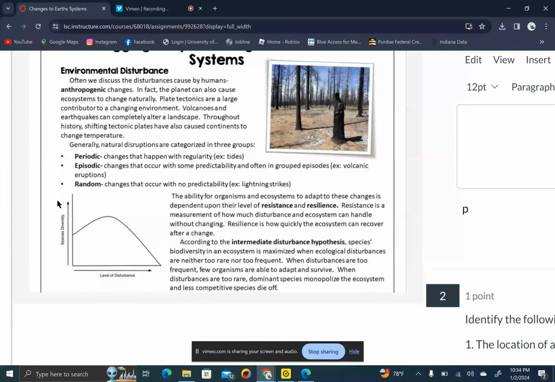And we see that on the graph over here. On the y-axis, we have species diversity, and on the x-axis, we have the level of disturbance. And with a medium level of disturbance, we see a peak here in species diversity.